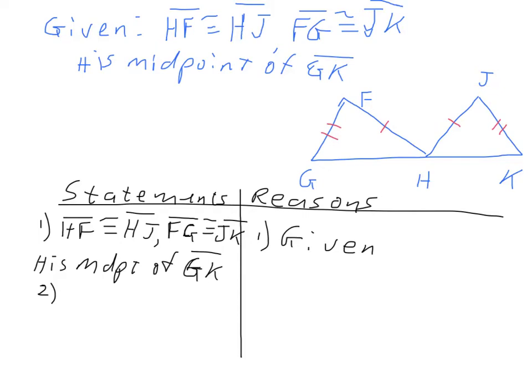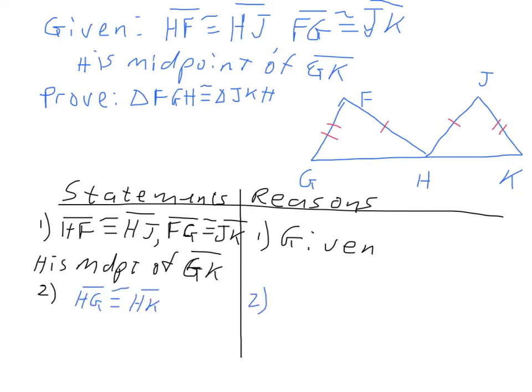Okay, now let's look at quick check number 2. Alright, we're trying to prove two triangles are congruent. Trying to prove triangle FGH is congruent to triangle JKH. Well, we're given two pair of sides are congruent, and we're given H is the midpoint of segment GK. Please pause the video while you try to come up with step 2.